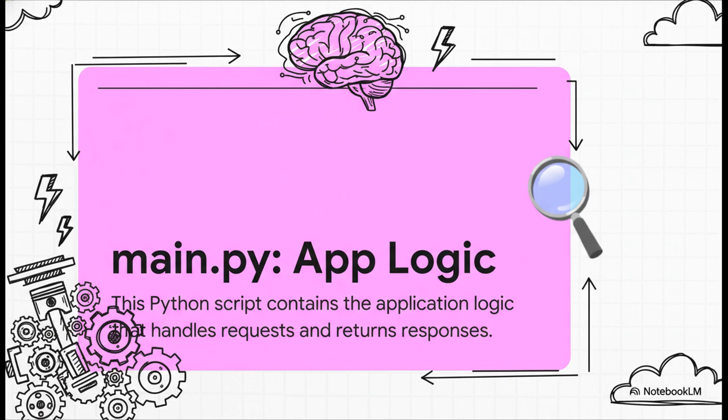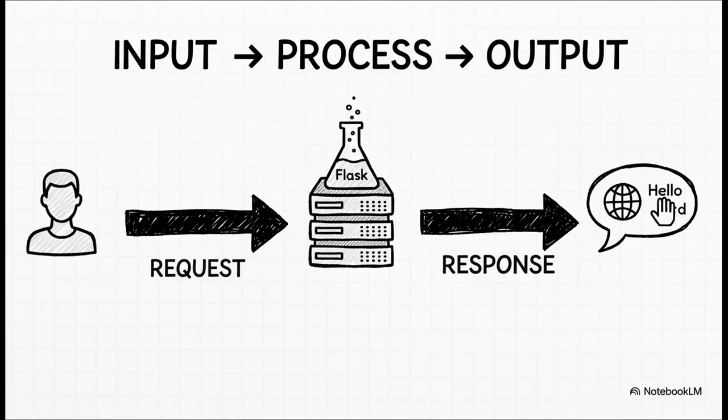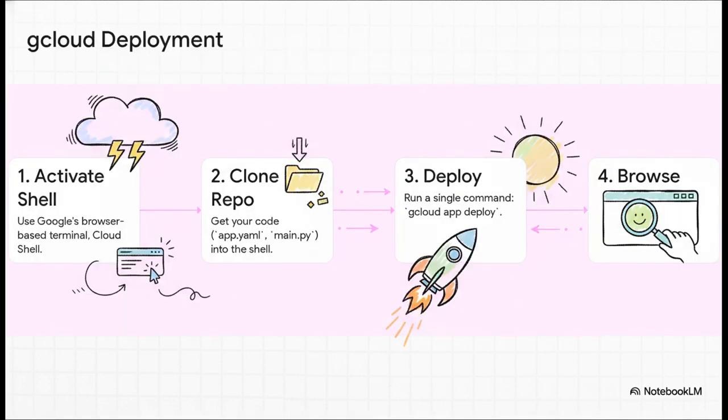All right, next up is main.py. This file holds your actual code. This is the brains of the whole operation. So if app.yaml is the instruction manual, main.py is the engine that's actually doing all the heavy lifting. Now, for our little example here, the code is about as simple as it gets. It uses a really common web framework called Flask to just listen for visitors. When someone hits the site, it just runs one little line of code that sends back the classic message, "Hello World."